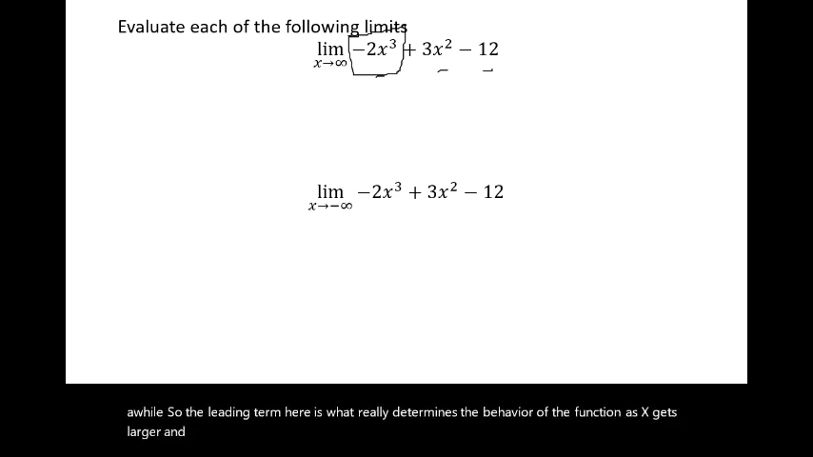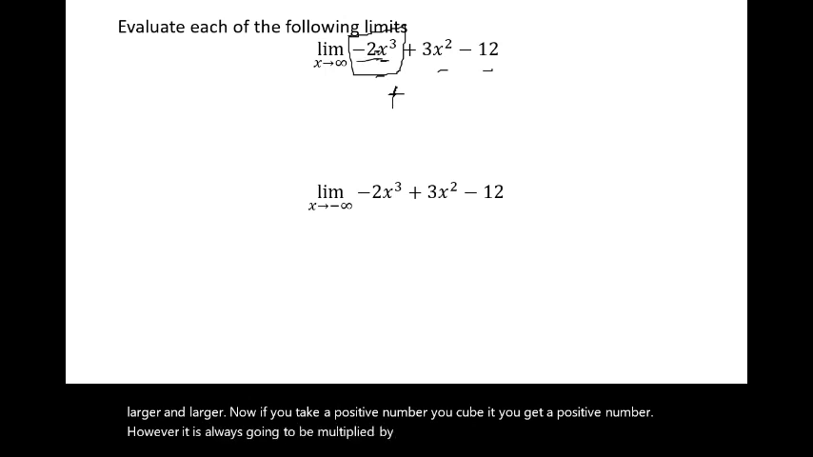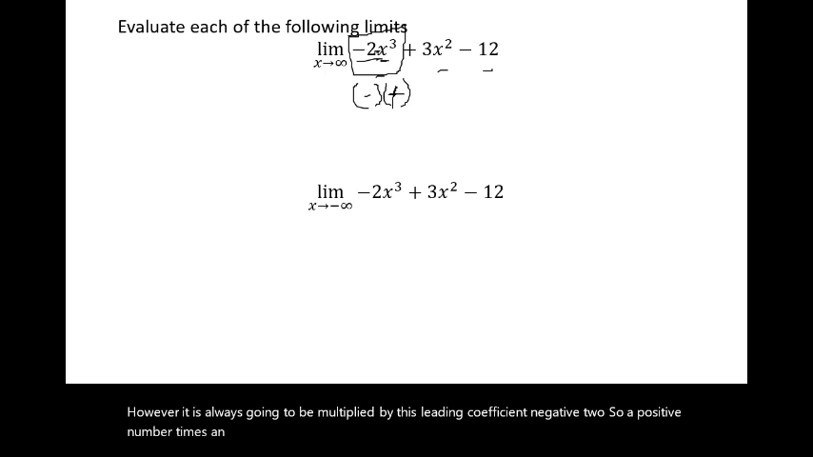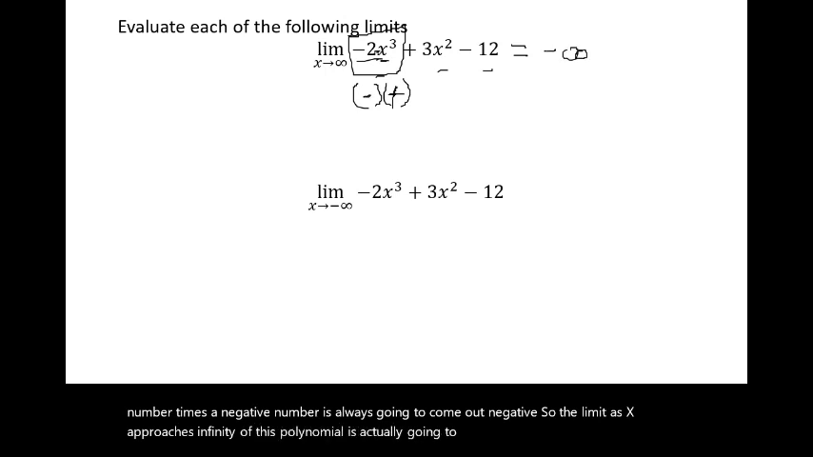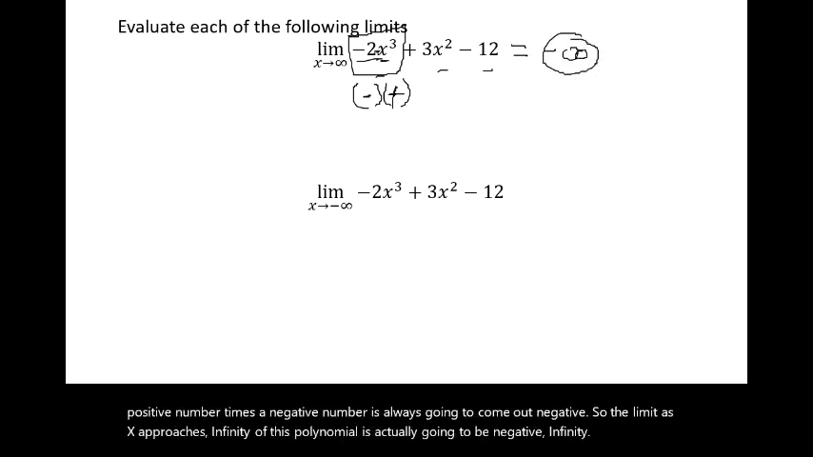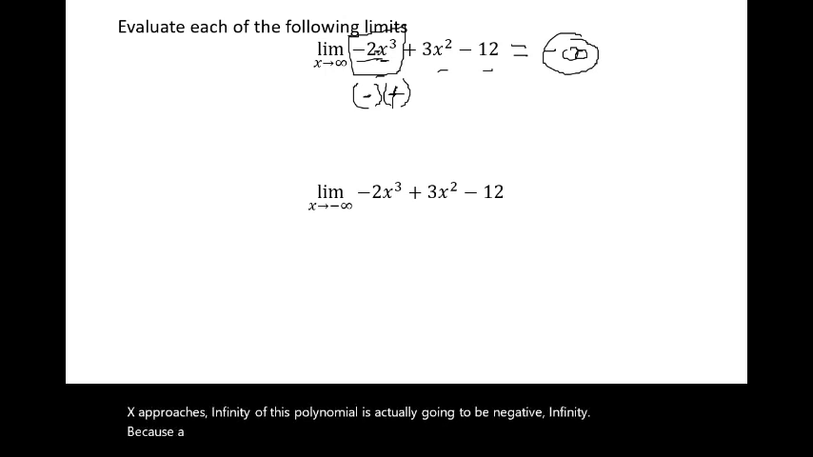Now, if you take a positive number and you cube it, you get a positive number. However, it is always going to be multiplied by this leading coefficient, negative 2. So a positive number times a negative number is always going to come out negative. So the limit as x approaches infinity of this polynomial is actually going to be negative infinity. Because a positive number cubed is positive, but times a negative 2 will always come out negative.